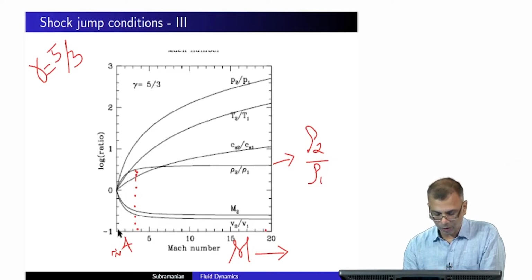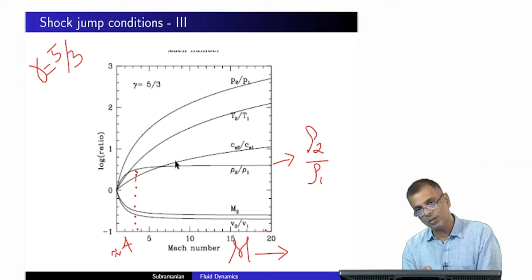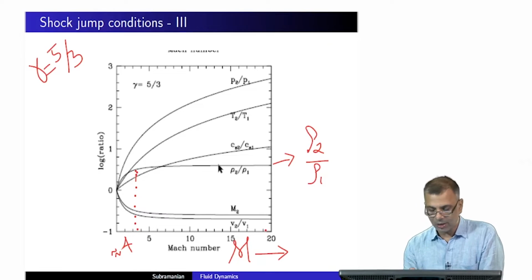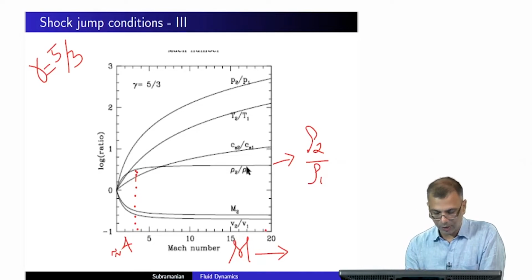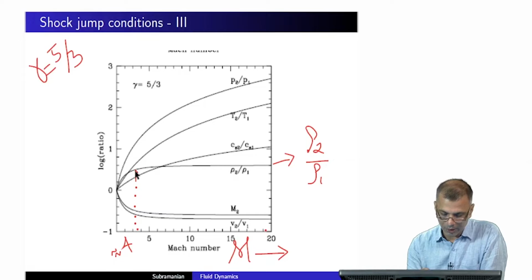Okay, maybe not 4. Okay, so this is about 5. So yeah, something like the 4. Okay. So what this is saying is that beyond a Mach number of about 4, it does not matter how much stronger the Mach number is, the density jump remains the same. And the value for that is something like, well, it's hard to read off a log scale. Okay, so whatever this value is.